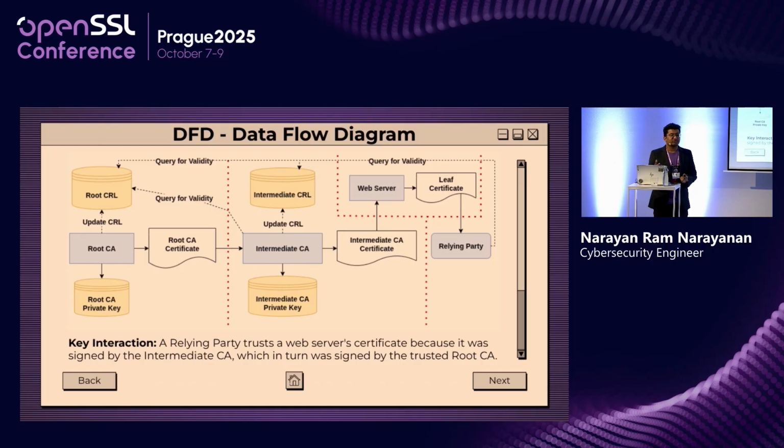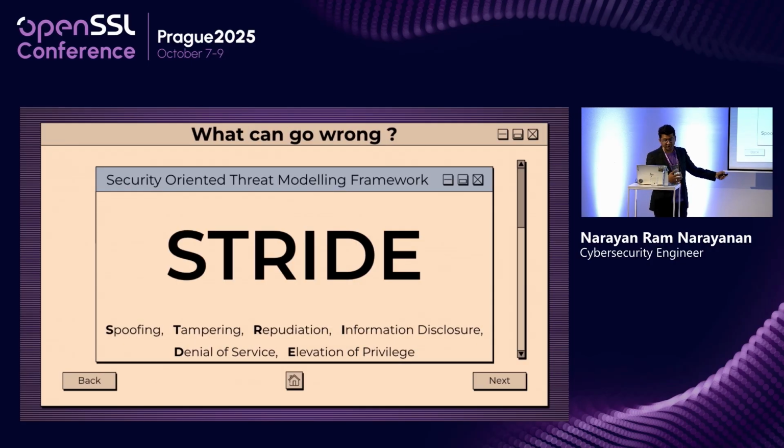So when we think about this, let's think about a modeling framework. STRIDE is a security-oriented threat modeling framework, and STRIDE is a mnemonic for six different threat categories. S stands for spoofing, T stands for tampering, R stands for repudiation, I stands for information disclosure, D stands for denial of service, and E stands for elevation of privilege.